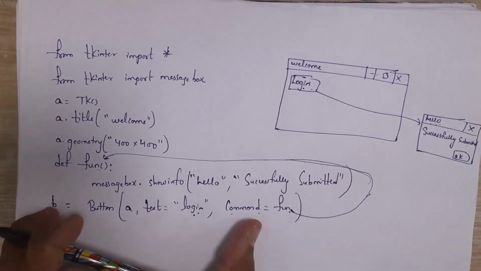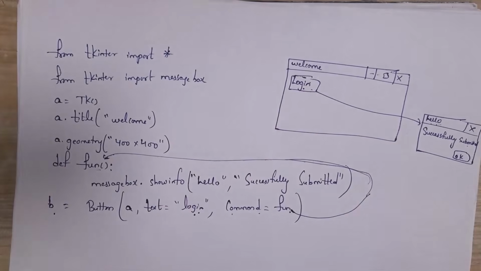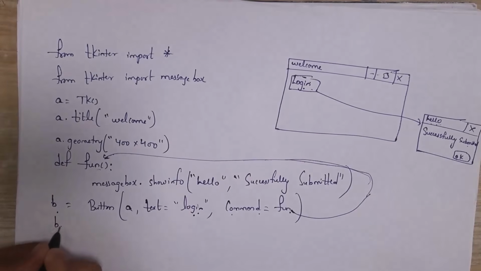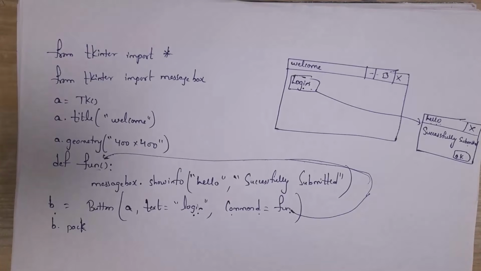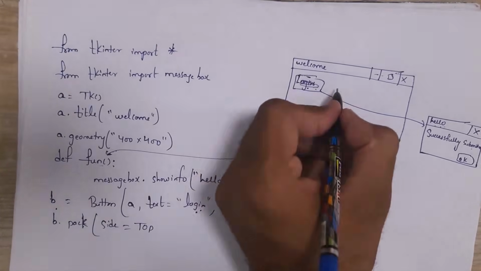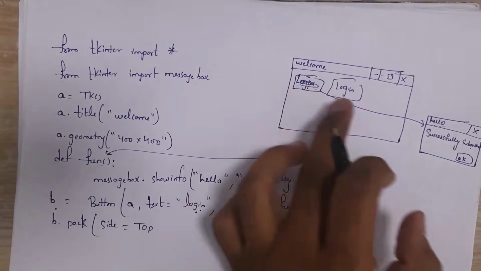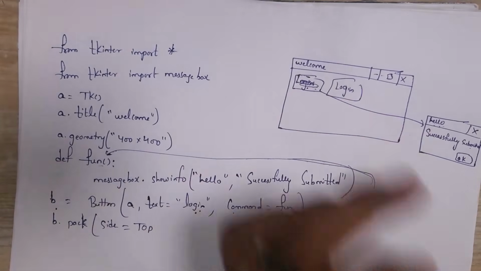And I want to place this button top left. So just write here b.pack. You can use any method, like the place method, or the grid method, or the pack method. I want to place the login button here, so I wrote side equal to top. It will place this login button on top.